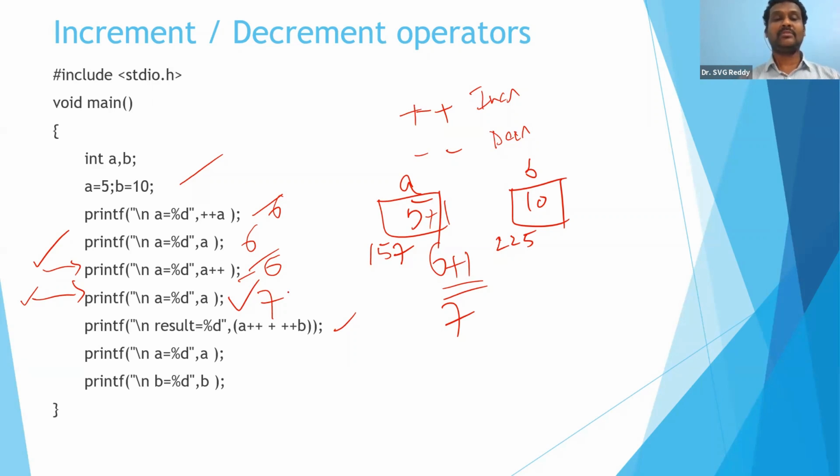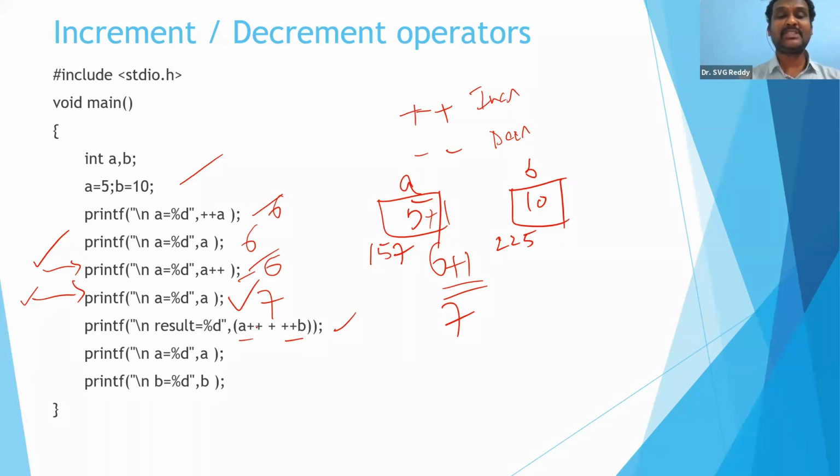Hope you got it. So you should practice it, you should execute it with small values, then you will get the clarity. Now we have some good expressions. So now see here: result is equal to something. Now see, a plus plus is one entity, adding plus plus b, which is another entity.